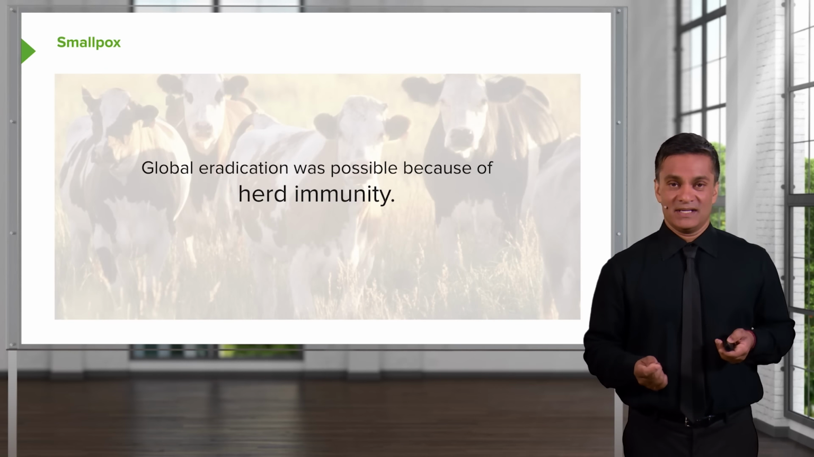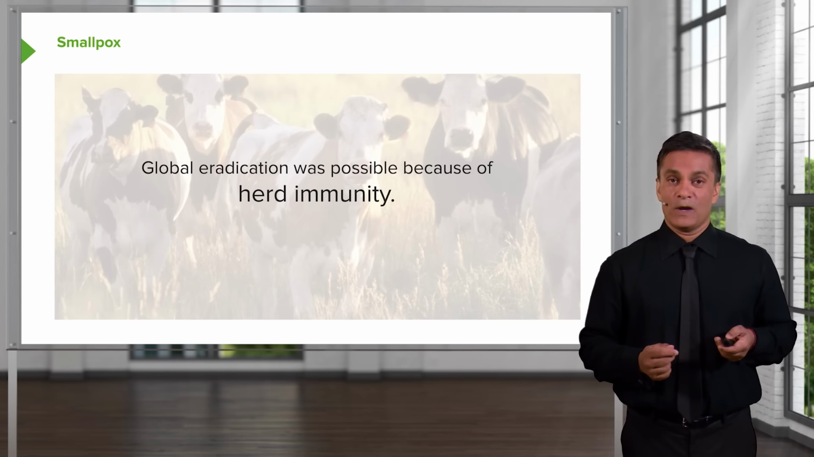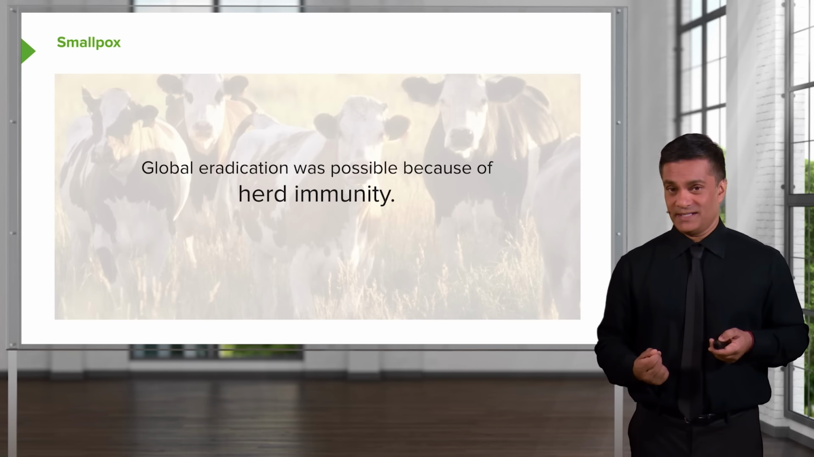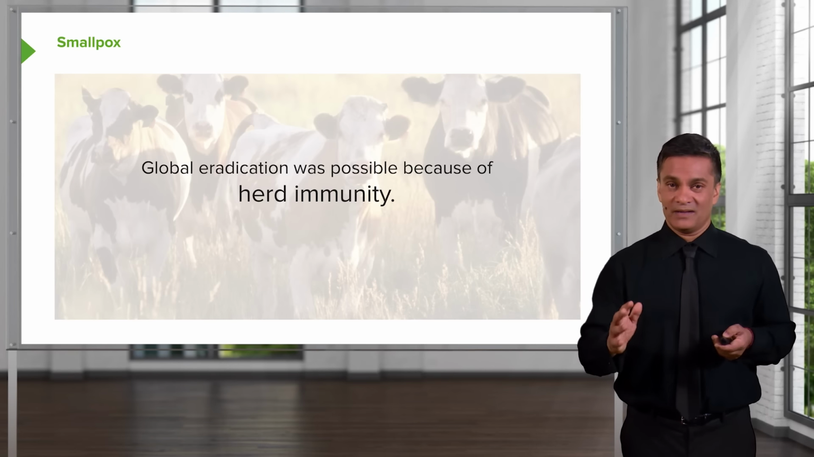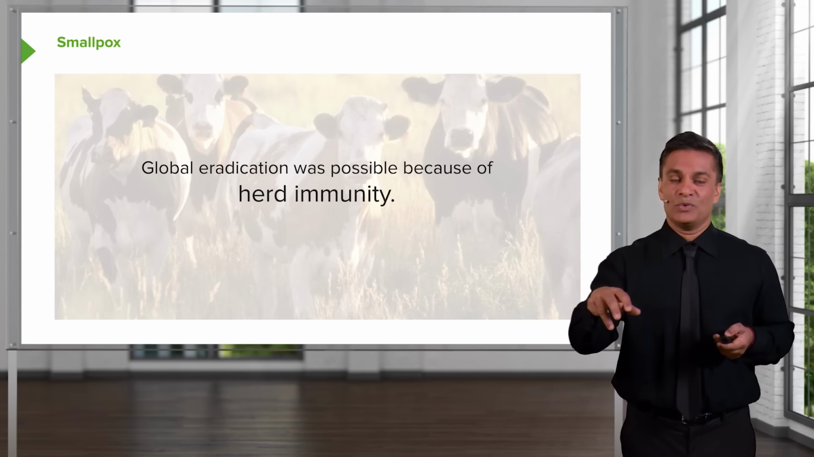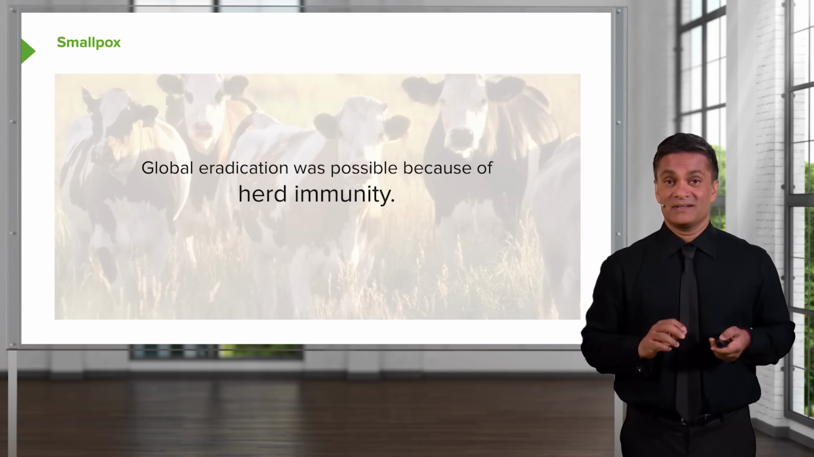Herd immunity is when individuals in a population are immune to a disease and thus prevent other individuals who are not immune from coming into contact with that disease. If you think about a herd of cattle, those at the center of the herd will never have any contact with anyone outside of the herd because they're protected by those on the periphery.